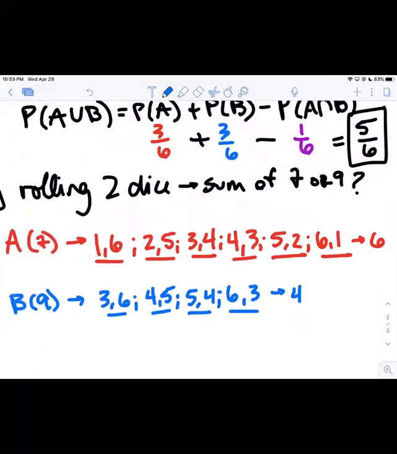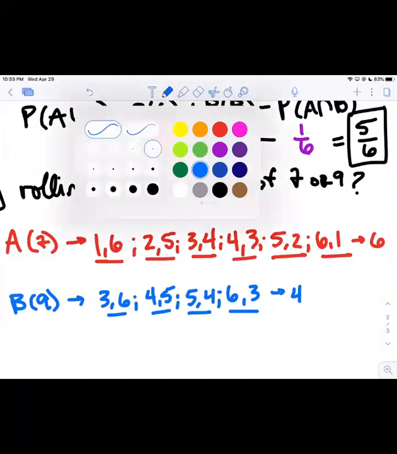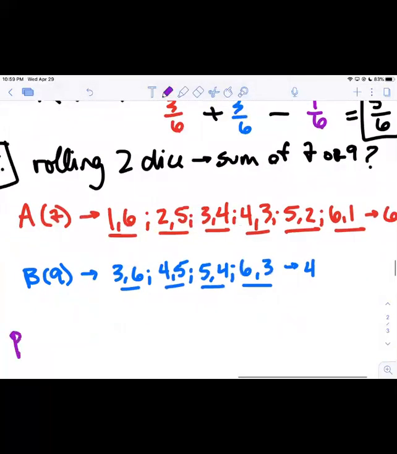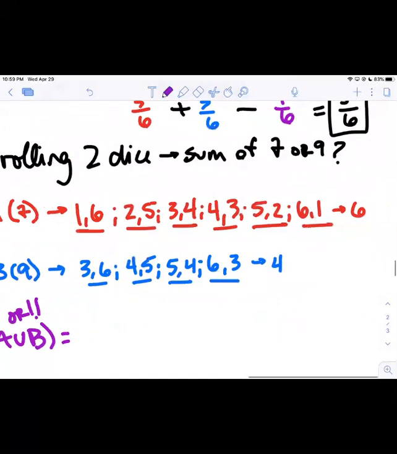Okay. If I'm going to do the probability that A or B is happening, so you're either rolling a 7 or a 9. Those are both cool options. So we're going to do probability of A, which is what over what. I'll just write it out like this first. Probability of A, and then plus probability of B.